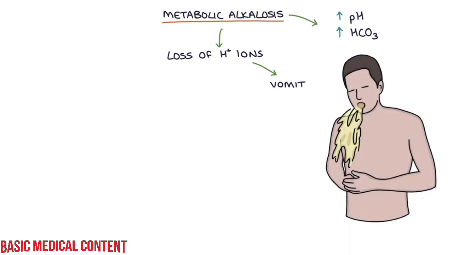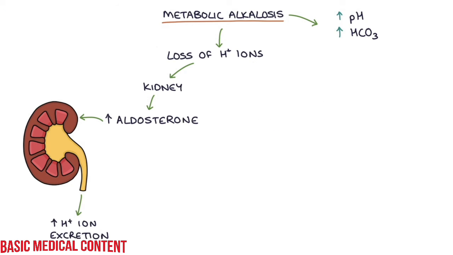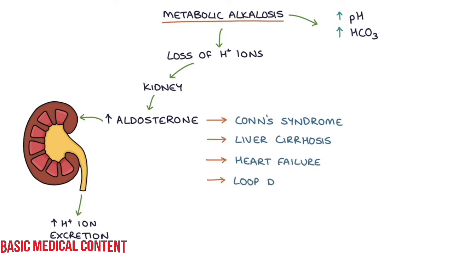Remember that the stomach produces hydrochloric acid, which can be lost in vomit, or from the kidneys, which is usually due to increased activity of aldosterone, which results in increased hydrogen ion excretion. Increased activity of aldosterone can be due to Conn's syndrome, which is primary hyperaldosteronism, liver cirrhosis, heart failure, loop diuretics, and thiazide diuretics.